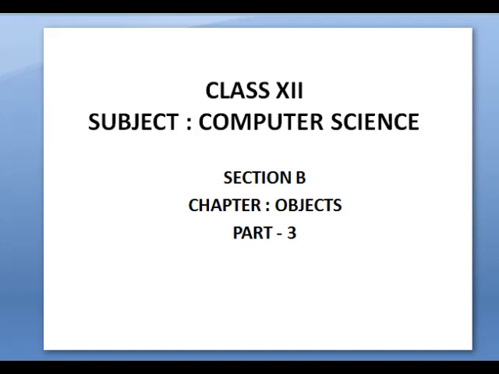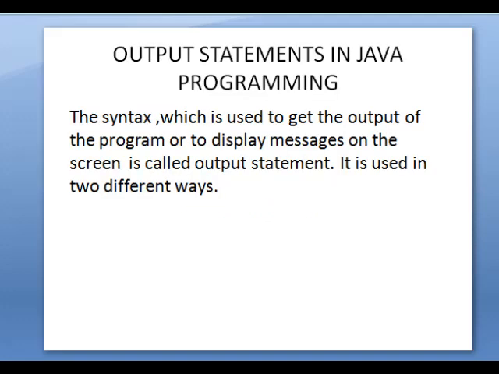So students, this is the third part of the chapter objects. The output statements in Java programming. This heading is not new for you. You already know what the input statements and the output statements are. We are using the same statements in Java programming for displaying the output as well as for accepting the input from the user.